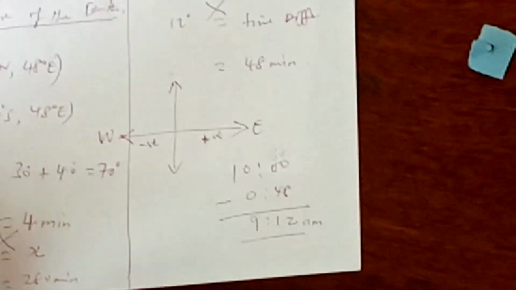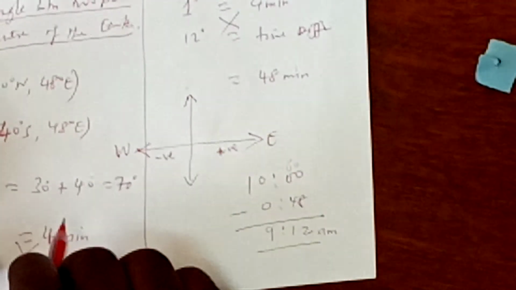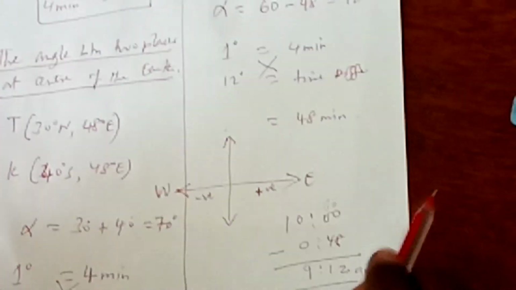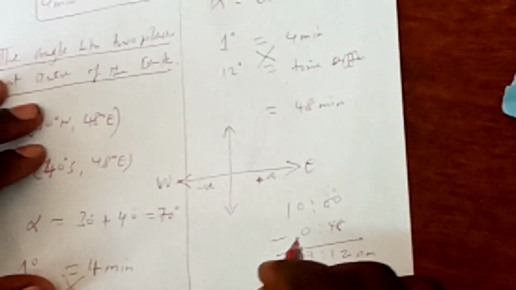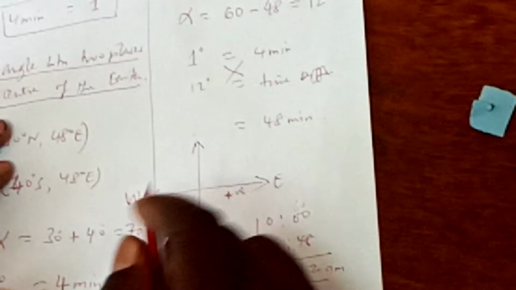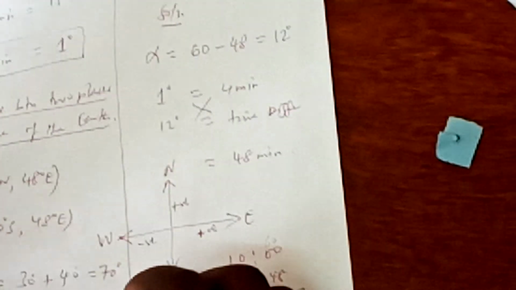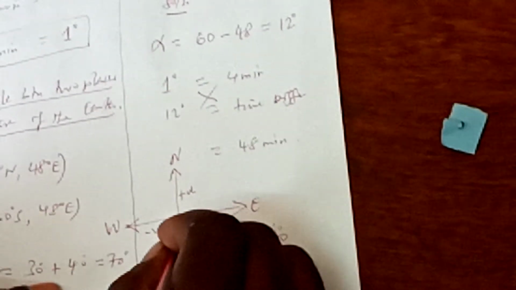But if it was moving toward east, we would have added the time. Remember, to understand this one, if you are moving toward the east, then we add. If we are moving toward west, we subtract. If we are moving toward north, we add because it's positive. If we are moving toward south, we subtract.